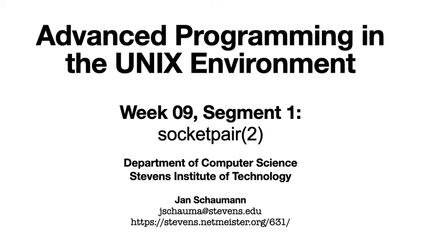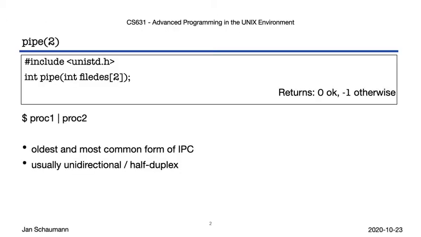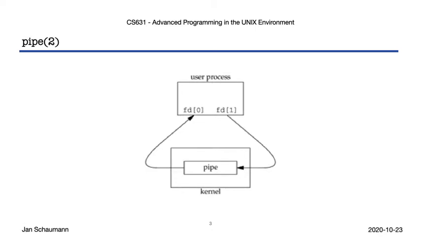In this short video segment, we'll cover the socketpair system call and compare it to the pipe syscall we discussed in our last video. As a reminder, the pipe syscall took as its argument a two-element array of integers, connecting them to the newly created kernel structure. This is what this looks like.